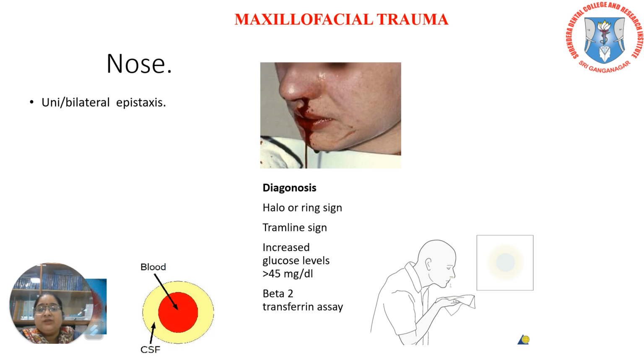First find out if there is any bleeding, that is unilateral or bilateral, or check for any watery discharge through the nose. That may be because of leakage of cerebrospinal fluid from the nose area, that is CSF rhinorrhea. How can we diagnose this CSF rhinorrhea? The halo ring sign is seen, as we can see in this picture. The outside will be whitish or yellowish in color, and the middle portion will be seen as a red color.